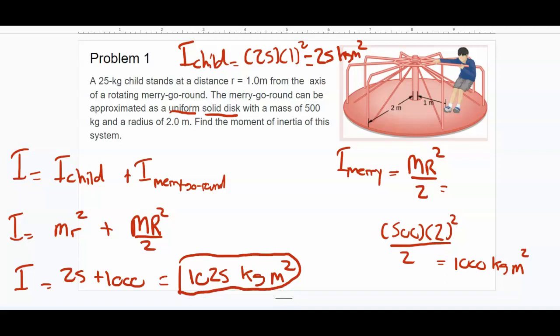Okay, so in this case, we have two different objects. We have to find the moment of inertia of each one and then add them together. Remember, if you have a point mass, the equation is always going to be mr squared. If you have a shape like a sphere or a disk or a cylinder or a rod, look at the formula sheet. There's probably a moment of inertia equation for that shape on the formula sheet.